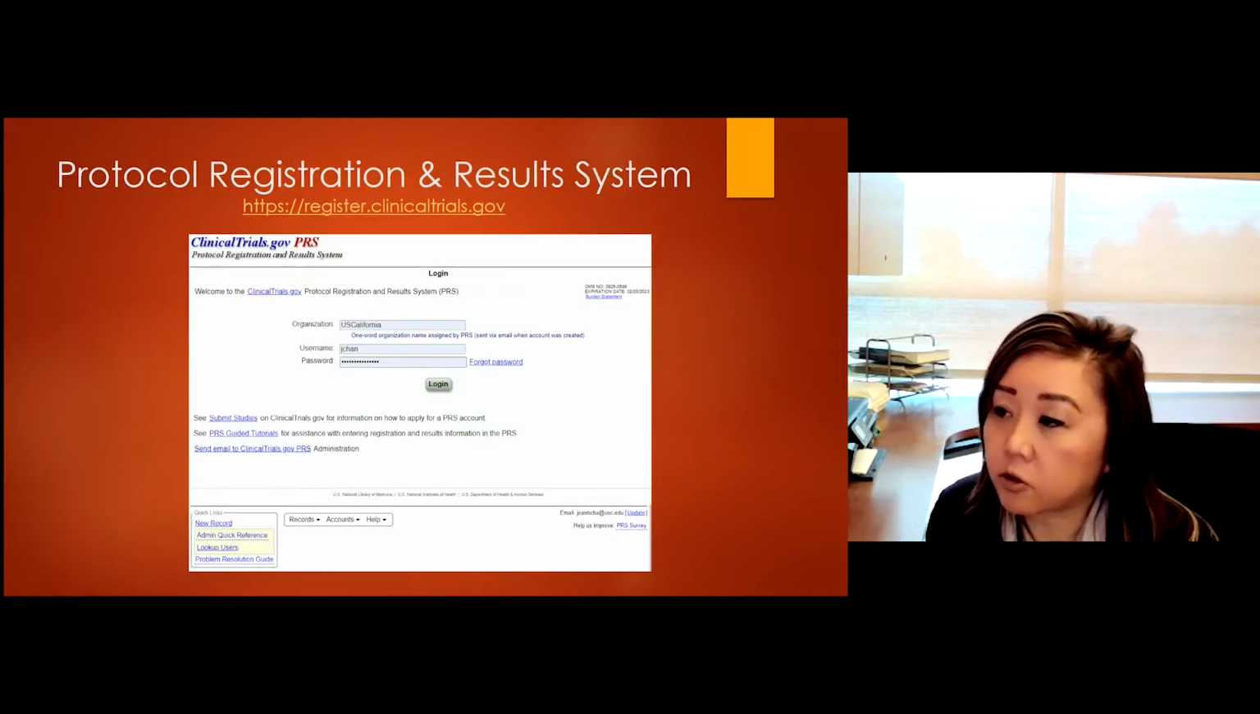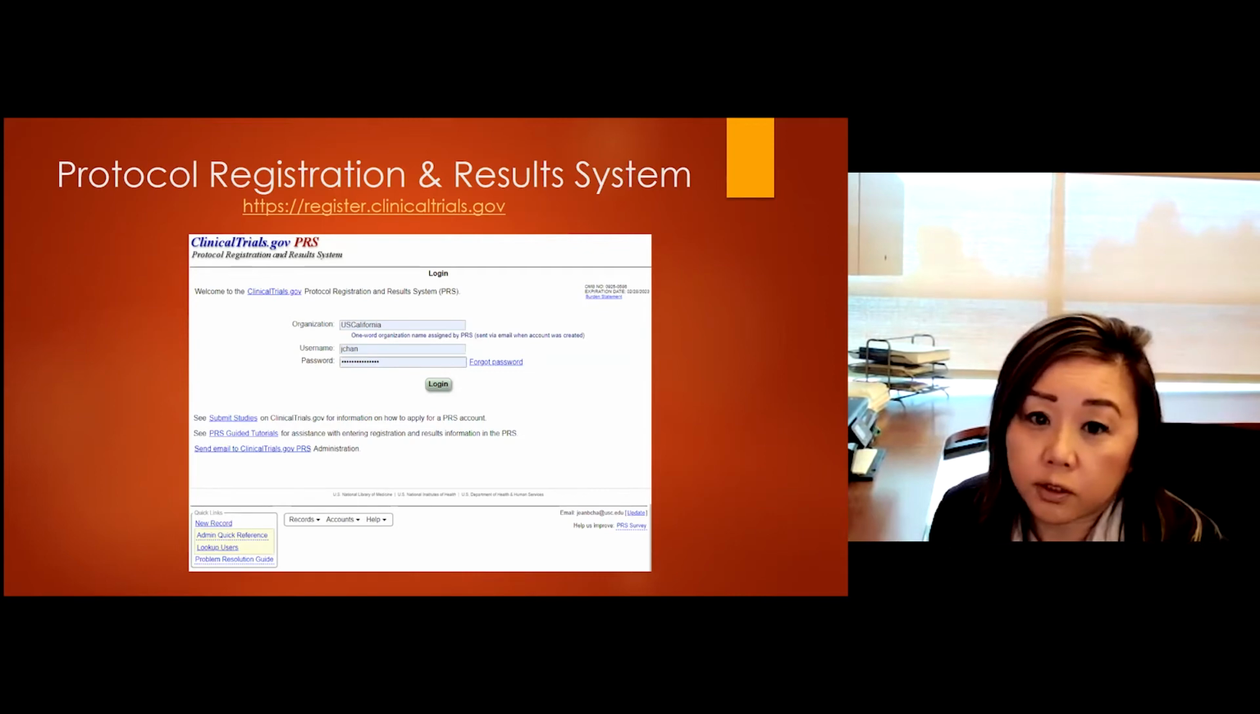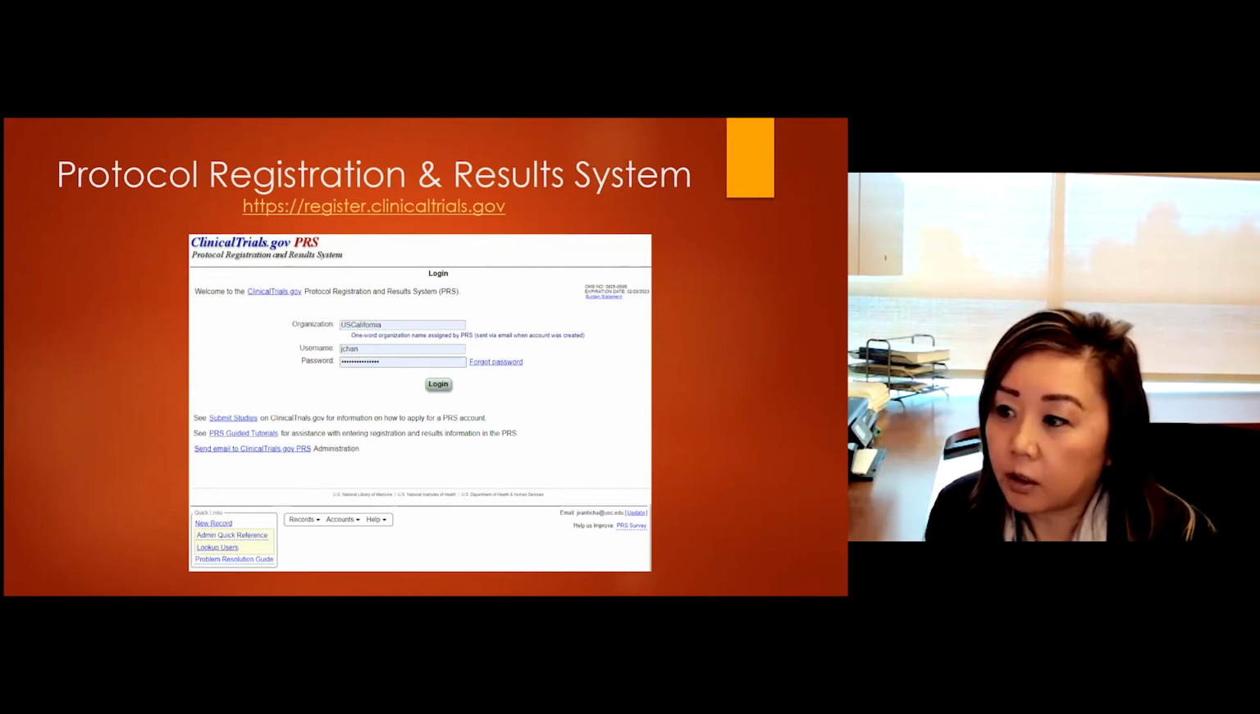The protocol registration and results system, this is the interface that you will see to log in. So the organization name, we'll talk about that a little bit more, but there's one organization name for USC. So if you are performing a study at USC, this is our organization name. That stays consistent. And then if you need an account, I would be the person to help create that account for you.